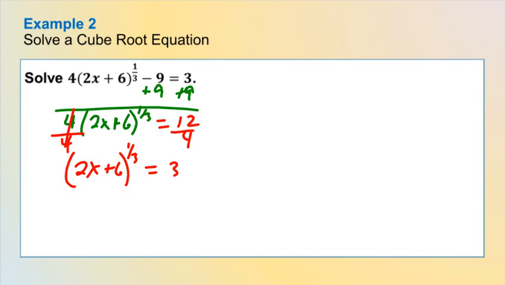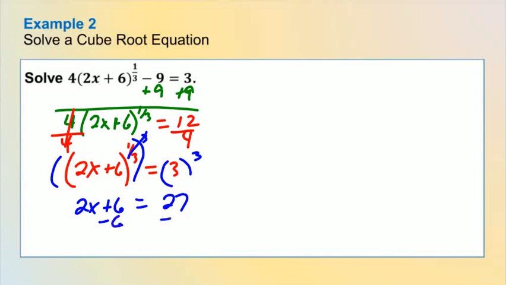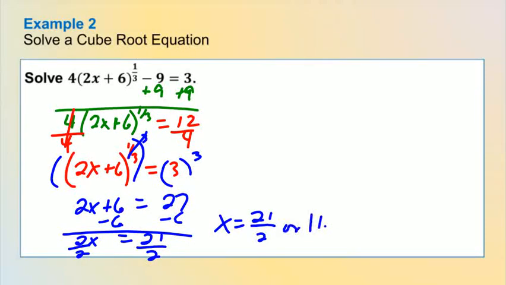Now to undo the 1/3, I have to cube everything. This cube gets rid of that 1/3. So now I'm left with 2x plus 6 equals 3 cubed, which gives me 27. Subtract 6, now I'm left with 2x equals 21. Divide by 2, x would equal 21 halves, or 10.5.